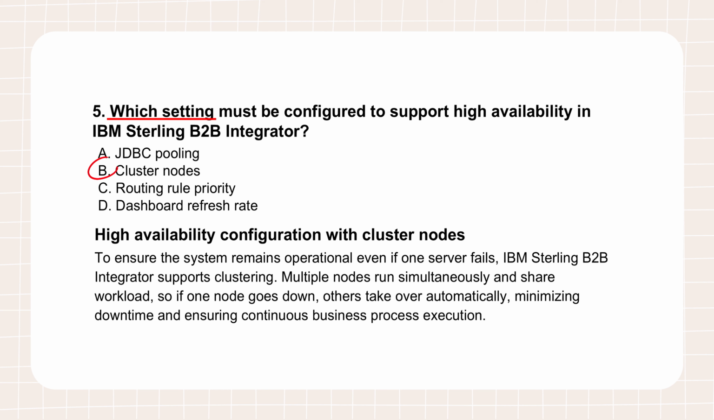Right. High availability, or HA, is all about minimizing downtime, keeping the system running. Configuring cluster nodes basically means setting up multiple instances of B2B Integrator, multiple servers working together as one system. Often involves things like load balancing, shared storage. The key is failover. If one node, one server, has a problem, even fails completely, the other nodes automatically pick up the slack seamlessly. Keeps the system operating.